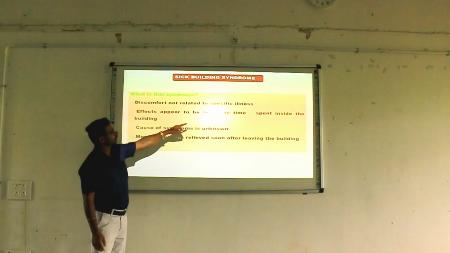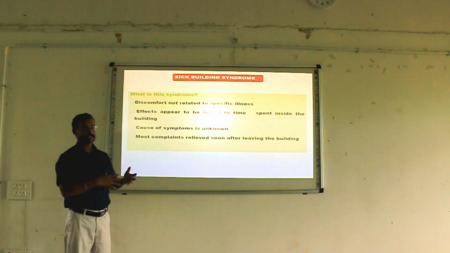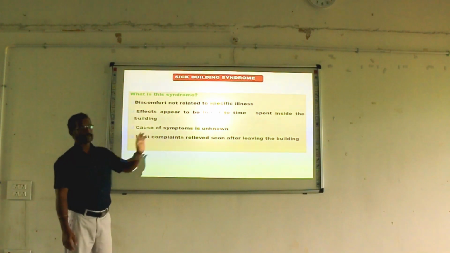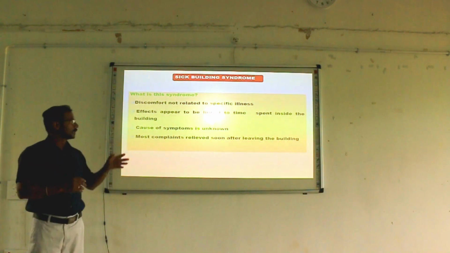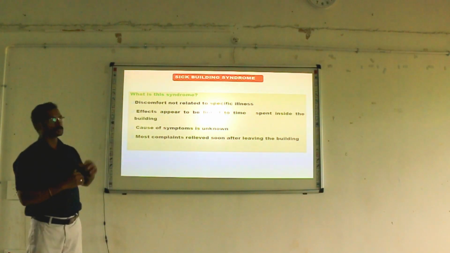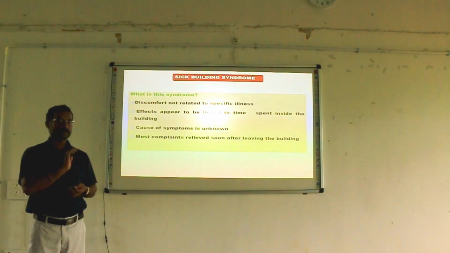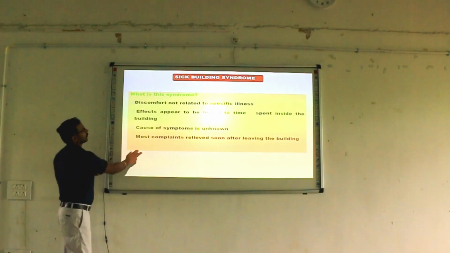Effects appear to be linked to time spent inside the building. The cause of the symptoms is unknown. Again, a reason we can't find. Most complaints are relieved soon after leaving the building. If we live a long time inside the room, the problem will come. That is sick building syndrome. Once you are away from this room, your health will be normal.